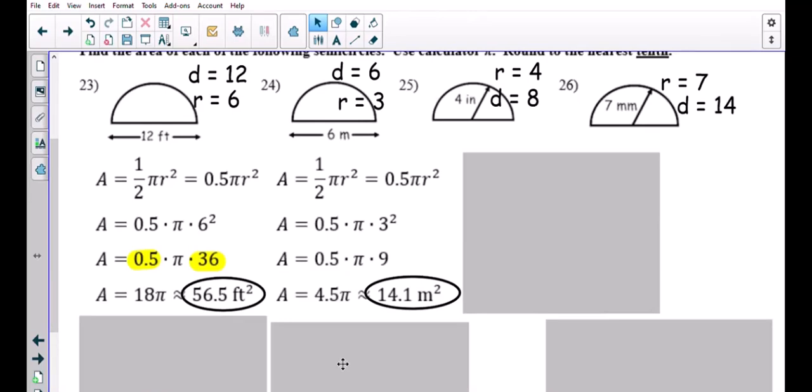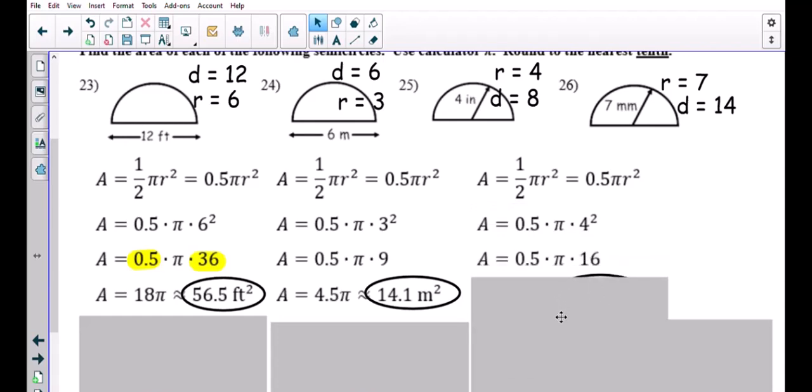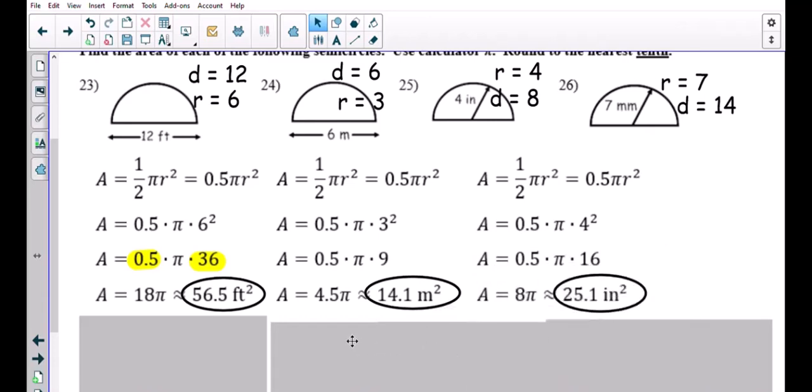Notice the difference in both 25 and 26. We are given the radius, not the diameter, since we're going from the center to the outer edge. So half pi r squared again, just write those formulas down. That's going to be 0.5 times pi times 4 squared. 4 squared is 16, and half of 16 is 8. So I get 8 pi, which is about 25.1 inches squared.